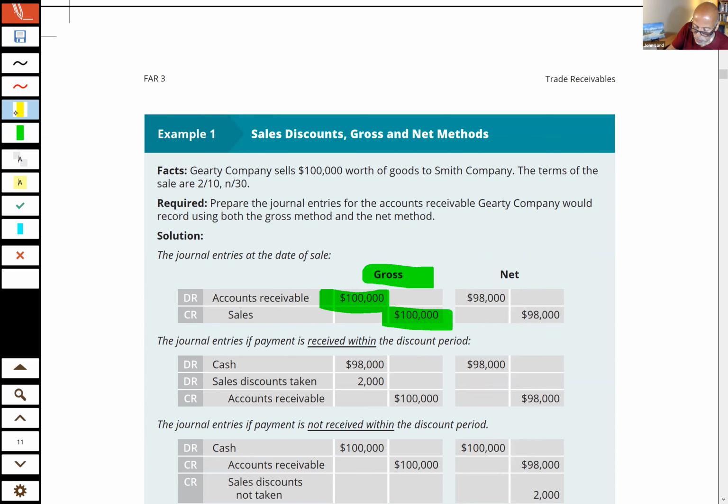If you believe that your customer is not going to take the discount, you use gross. If they do take the discount, then you're going to receive 2,000 less cash. So you debit cash 98,000, you debit sales discounts taken, and you credit the account receivable.